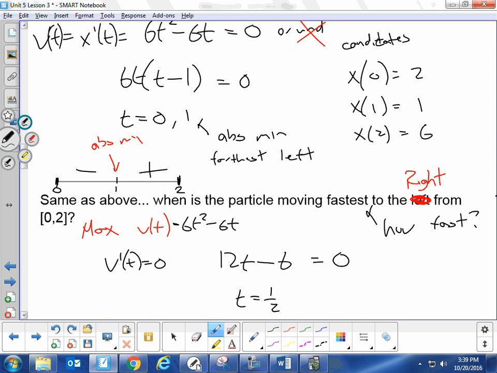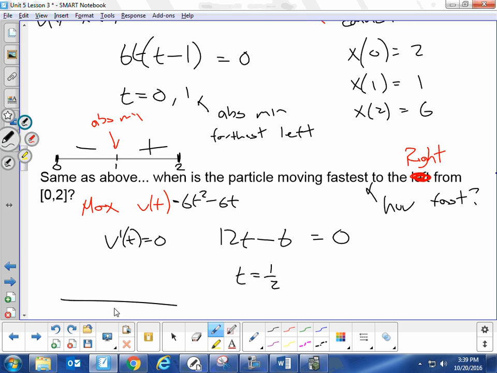Is our max at 1/2? Is it? Good. That's correct. So our max is not at 1/2, right? How can I confirm that? Well, if I wanted to, I could have looked at my interval between 0 and 2. I plugged in something like 1/4. I know this is going to be negative, and then this is going to be a positive. So this is a min. So that's not going to be my max.